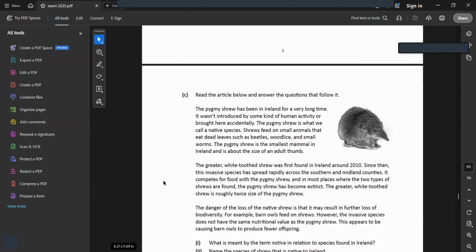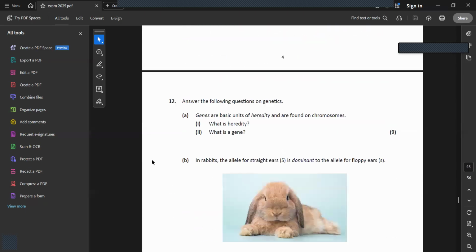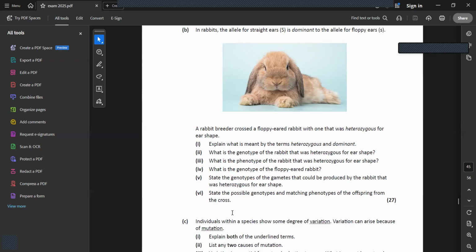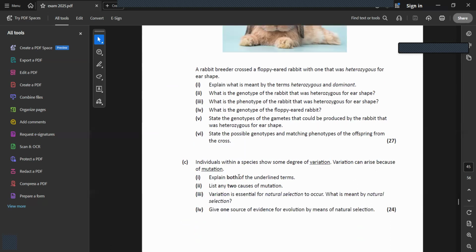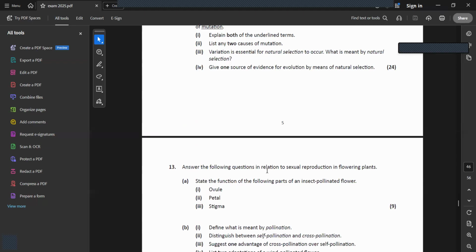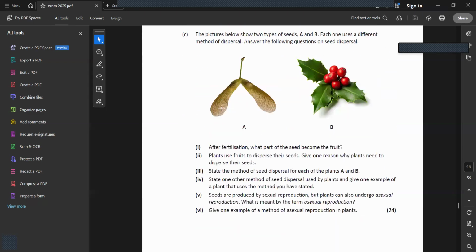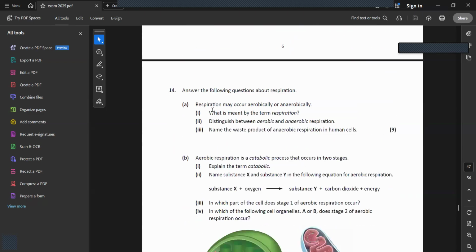Now, look at the next question. Question number 12. If you're good at genetics, you can answer this. It's very easy. Definitions again, and then they will ask you about heterozygous, homozygous, the chances. You have to do that drawing and get the answers. Again, section C, 2. Answer the following questions in relation to sexual reproduction in flowering plants. Again, if you're good at it, go for it. If you're really bad at it, you can skip this because they need 4 questions.